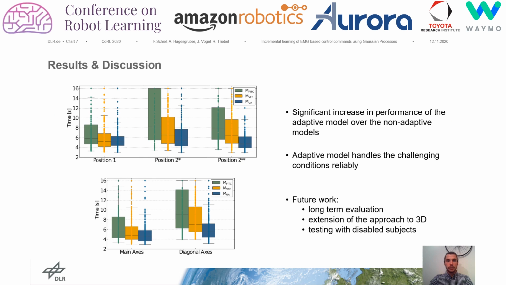The pilot study with 6 non-disabled subjects shows a significant increase in performance of the adaptive model over the non-adaptive models. In the study, diagonal navigation as well as change of the arm position confront the model with highly challenging conditions, which was handled reliably by our approach. Future work will include a long-term evaluation and extension of the approach to 3D, as well as testing with disabled subjects.